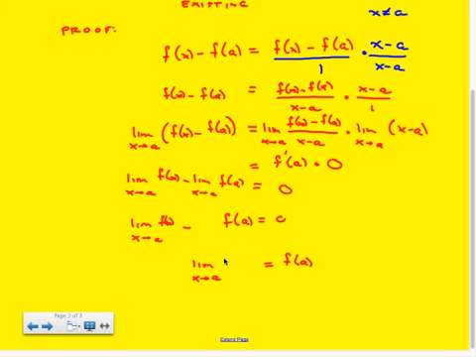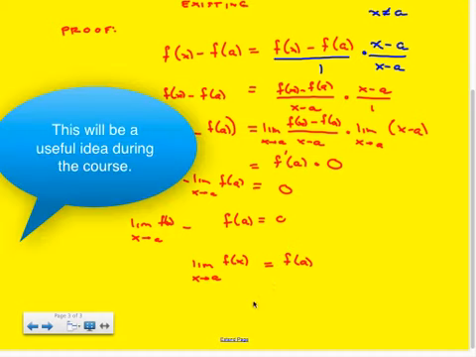So what we've done is we started with a hypothesis that f prime of a existed, and we worked down using logical correct steps until we got to the definition of continuity. So if you're told a function is differentiable, it's automatically continuous at that same spot.